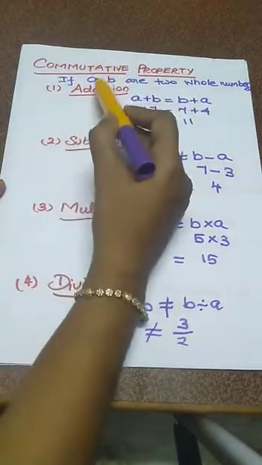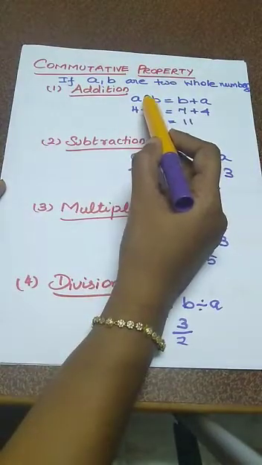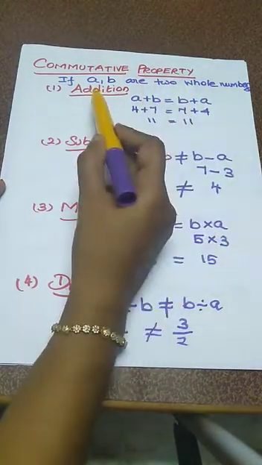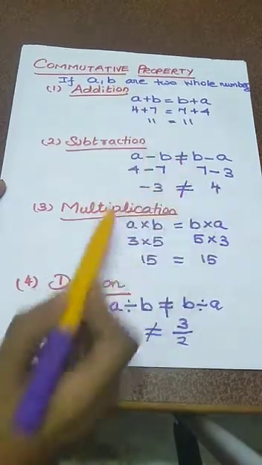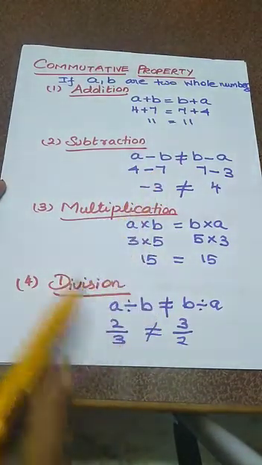The commutative property means we have to take two values, A and B. We have to apply the same condition in the LHS and RHS. The commutative property is true in addition and multiplication. It is not true in subtraction and division. Okay.